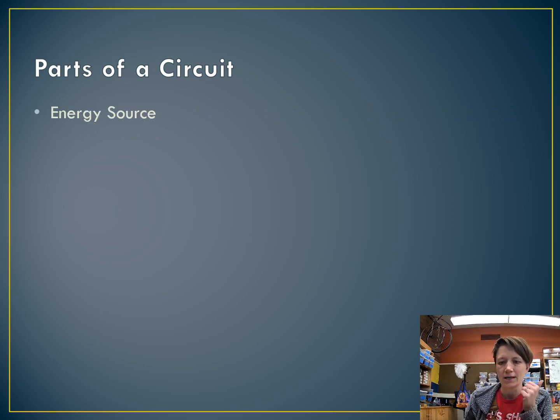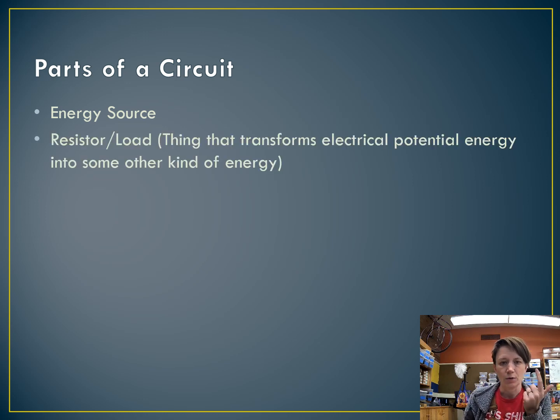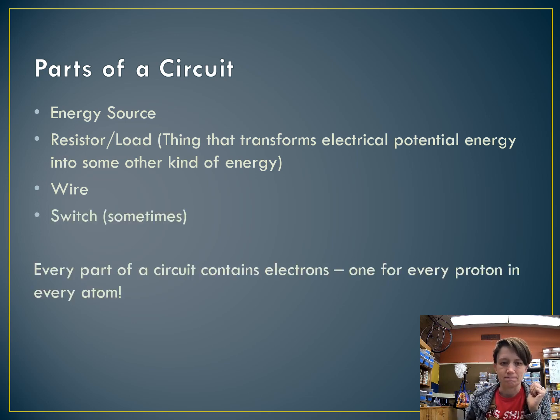Number one, it has to have a source of energy. Number two, it has to have a resistor, sometimes called a load, or the thing that takes that energy from the energy source and turns it into something else useful. Like, this is the point of the circuit. The reason we plug things into batteries, into wall sockets, is to get something to do something. Third thing it needs to have is some sort of connective wire, and then sometimes circuits have switches.